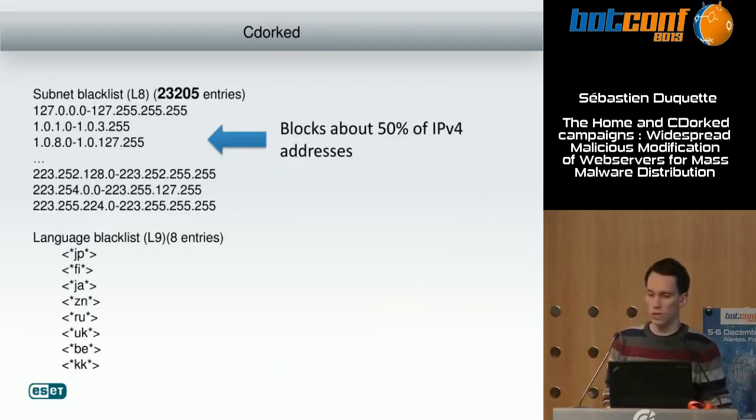So yeah, another thing is that they put blacklists in there for IP ranges, and there were 23,000 ranges that were blocked. So those IP ranges wouldn't get the redirection. And when we summed it up and did the math, it was blocking 50% of the IPv4 space from being redirected. So this does not really make a lot of sense if you want to infect as many people as possible, but it would make it really difficult if you are trying to replicate the behavior.